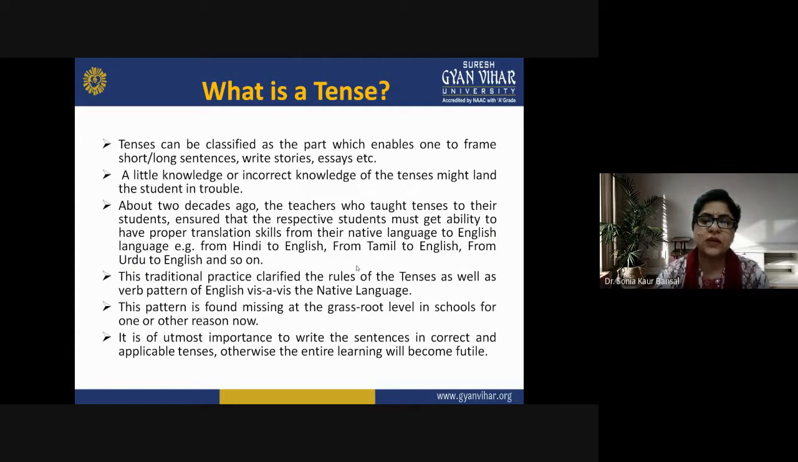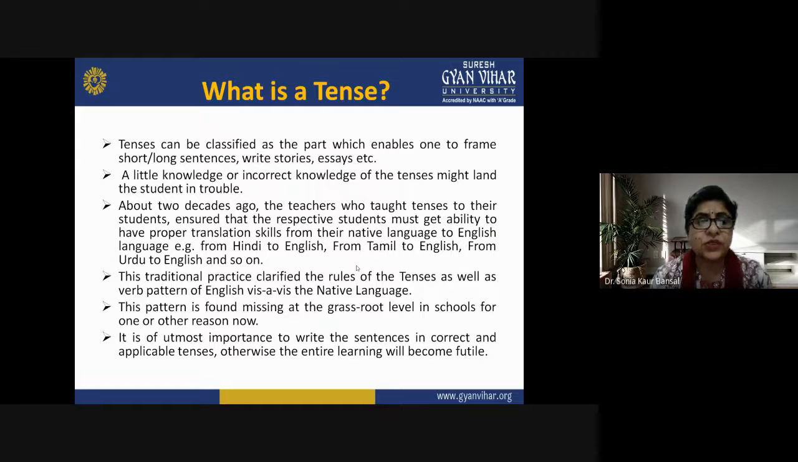It is important to understand that tenses can be classified as the part which enables one to frame short or long sentences, write stories, essays, and many other composition parts. So, little knowledge or incorrect knowledge of the tenses might land the student in trouble. So, it's really very significant that a student must have a sound knowledge of tense, and where to use which tense.